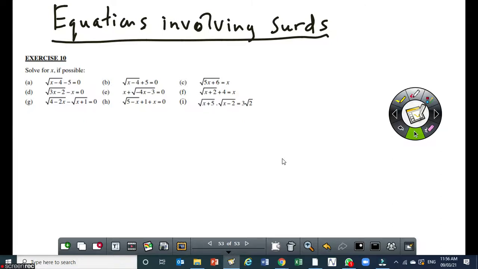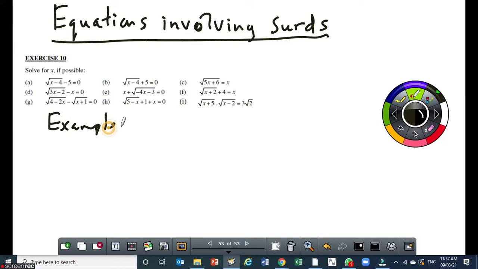Okay, now we are doing equations involving surds. You have never done this type of equation, but they require your knowledge of equations from grade 9 and grade 10. Okay, I'm going to do this today and probably the next lesson as well when we come to school. So I'm going to start with an example which is simple, like question A.